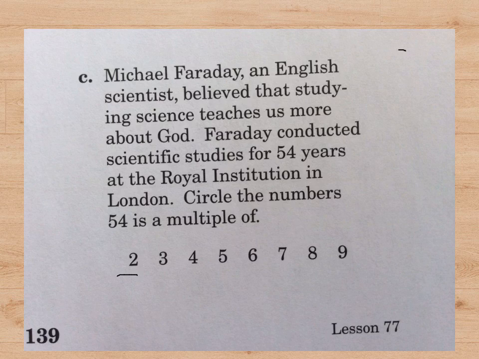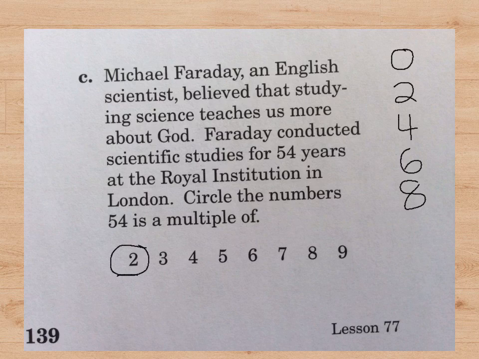Any number that ends in a 0, 2, 4, 6, or 8, if it ends in that, then it is a multiple of 2. 54 ends in 4, and we have a 4 here, so that tells us that 2 is a multiple of 54.